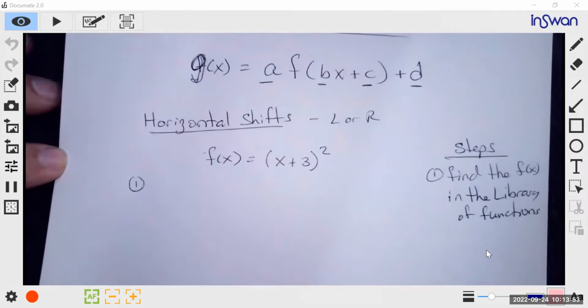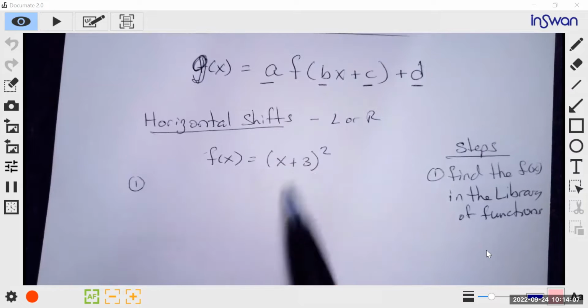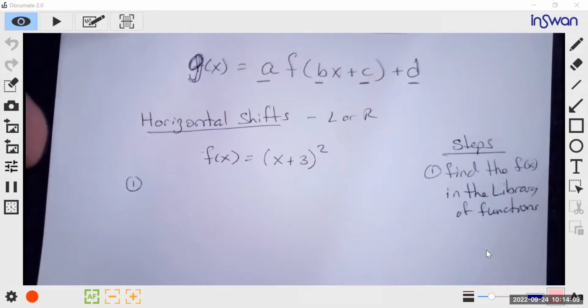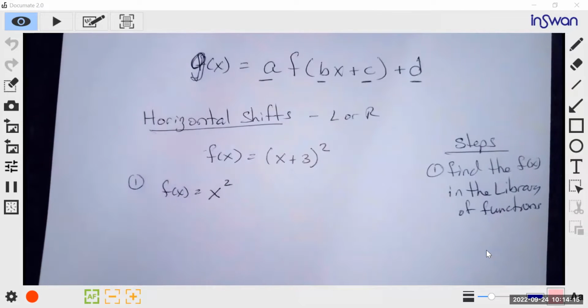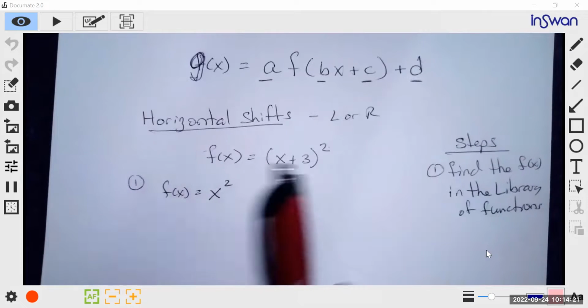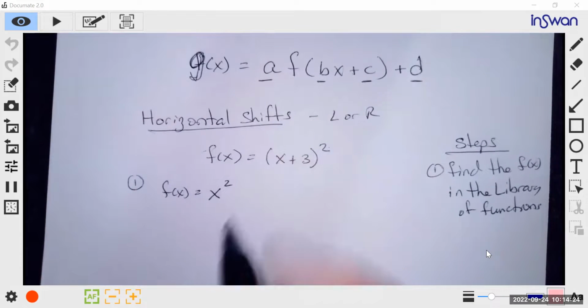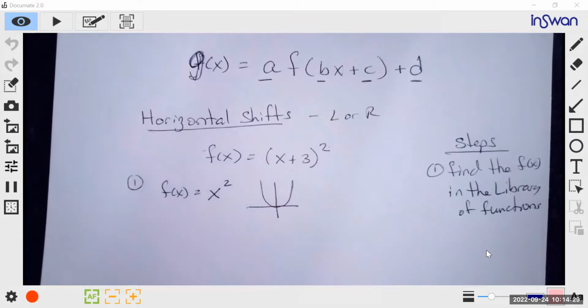So what function would this match to in the library of functions? The easiest way to do that, because in the library of functions we have X and everything else around it, is the +3. If we get rid of the +3, what do we have left? X squared. Because here's the X and there's a square. So if I get rid of that 3, I have just the function X squared. We know what that graph looks like. That's the parabola, the U-shaped thing.